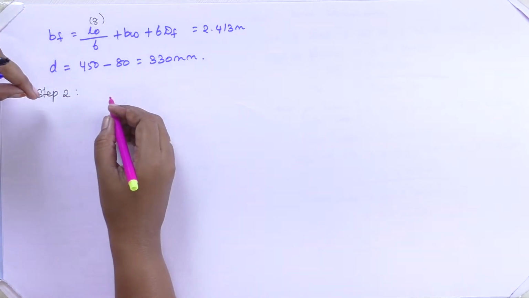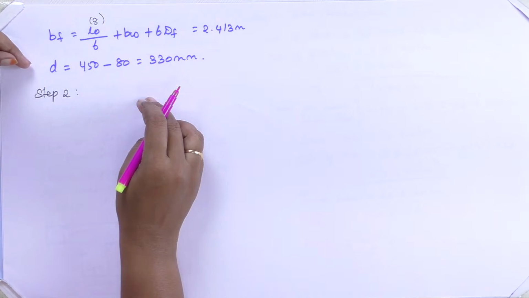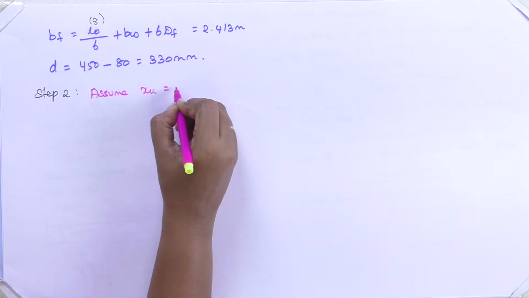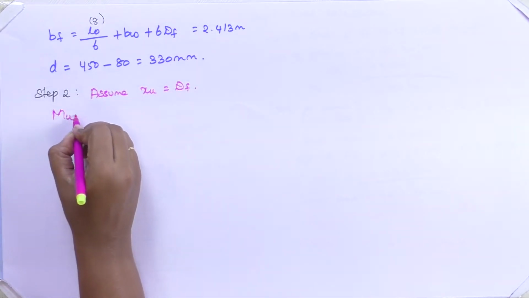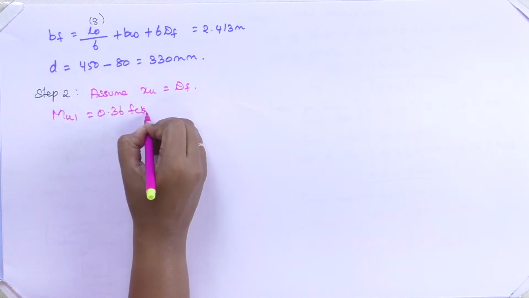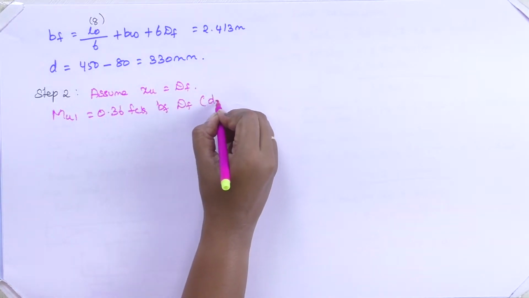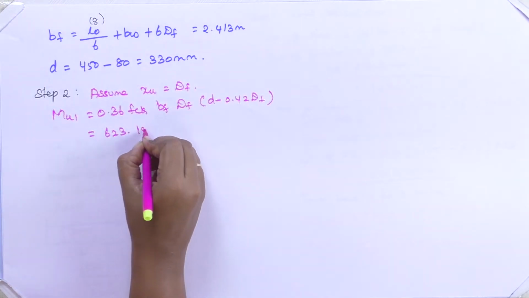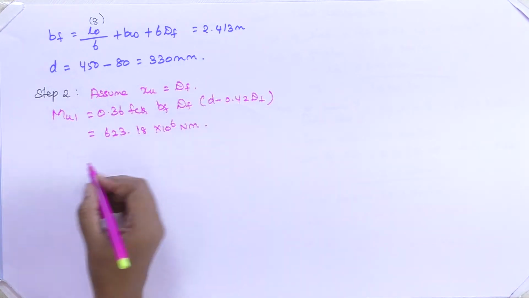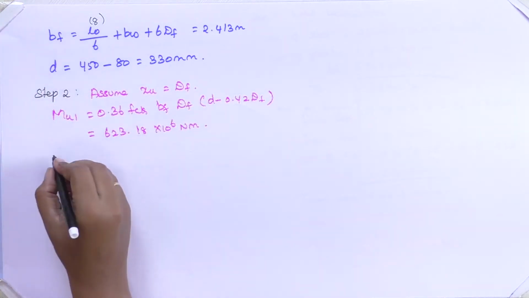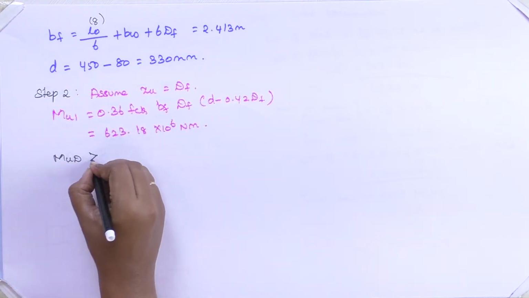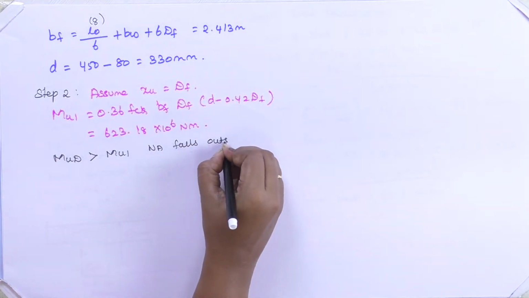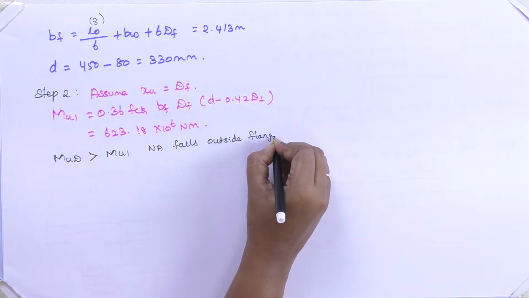Here we need to assume whether the XU lies inside the flange or outside the flange. First, I will assume that XU is equal to DF. So, I will calculate MU1 as 0.36 FCK, BF, DF, into D minus 0.42 DF. I will get around 623.18 into 10 power 6 Newton meter, where MUD I have calculated is greater than MU1, so neutral axis falls outside the flange.